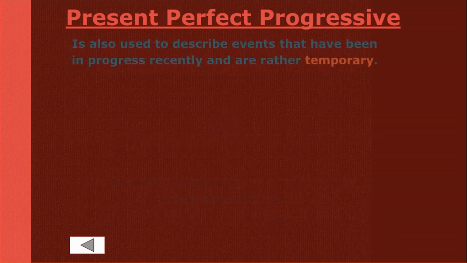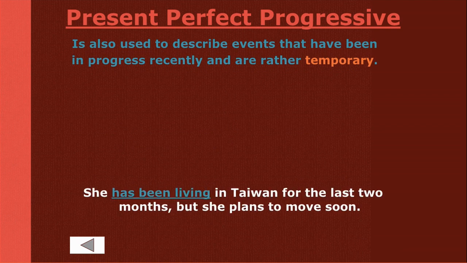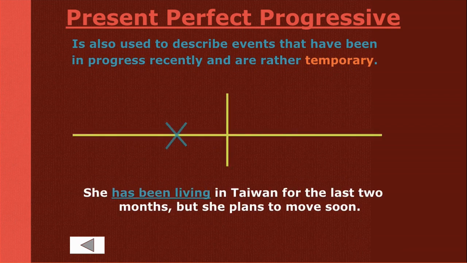Present perfect progressive. This tense is also used to describe events that have been in progress recently and are rather temporary. She has been living in Taiwan for the last 2 months, but she plans to move soon.